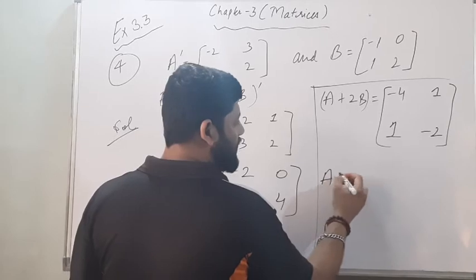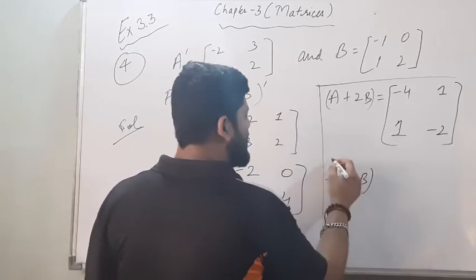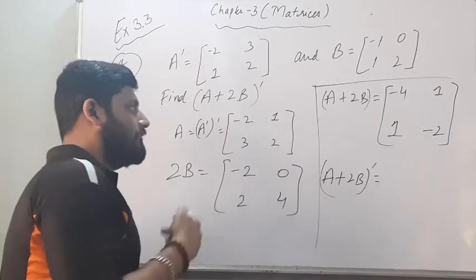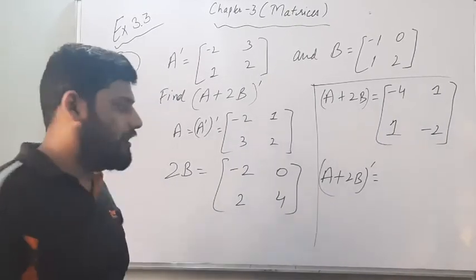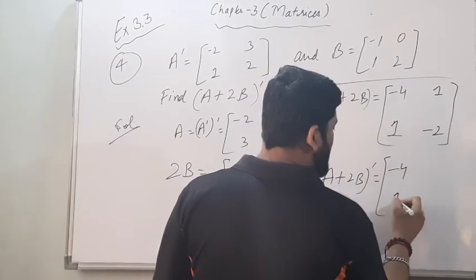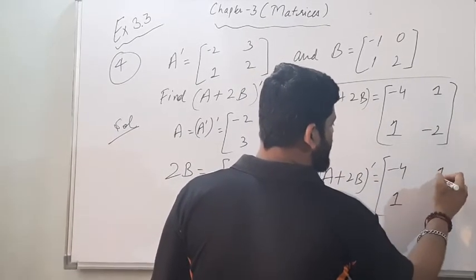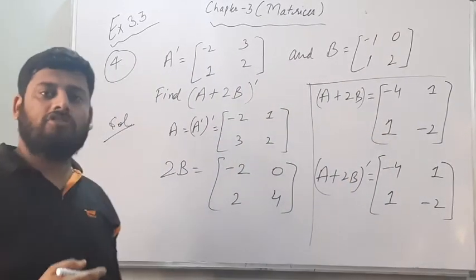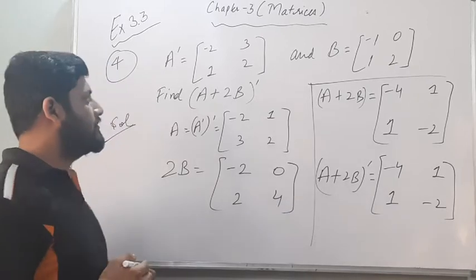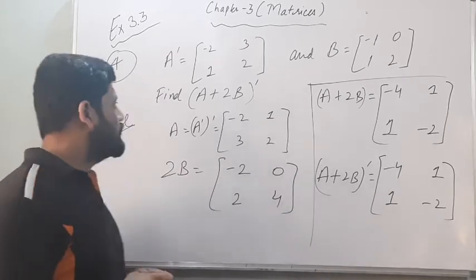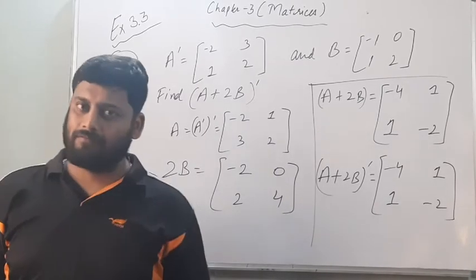Now we will find the transpose of this. We have got a matrix, now we have to find its transpose. What do we have to do for the transpose? We have to convert row into column. We will convert row to the column. Rows will become columns. 1, minus 2. So this will be the answer of this question number 4. So you are able to understand. So please copy it down, and then we'll move to our next question, that is question number 5.